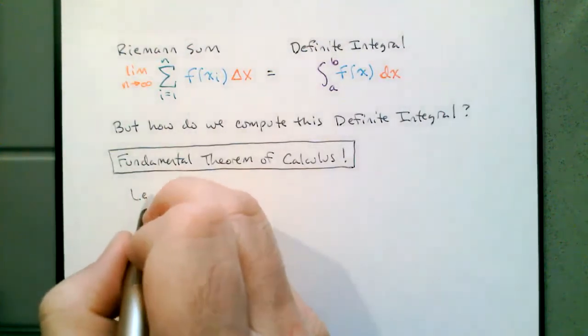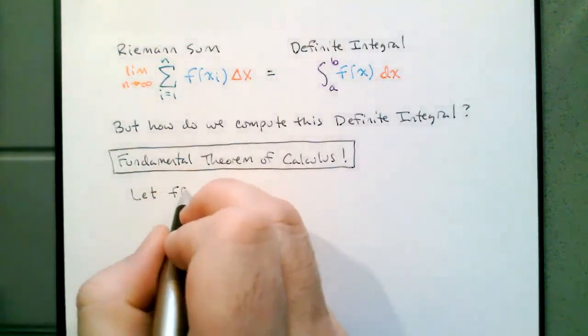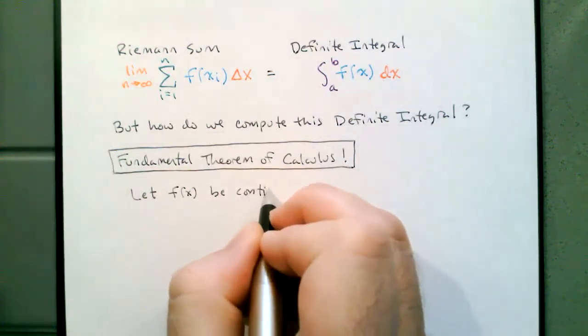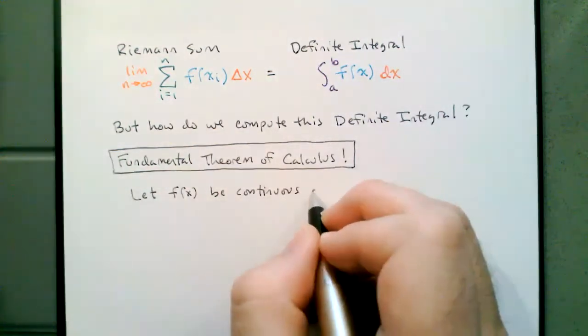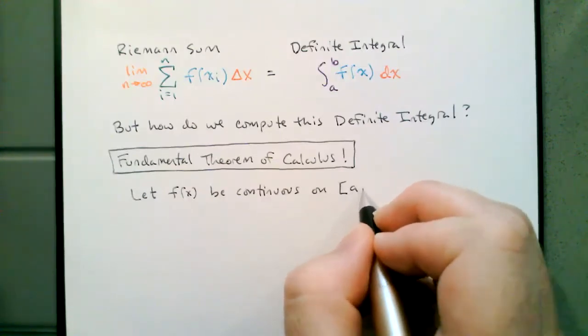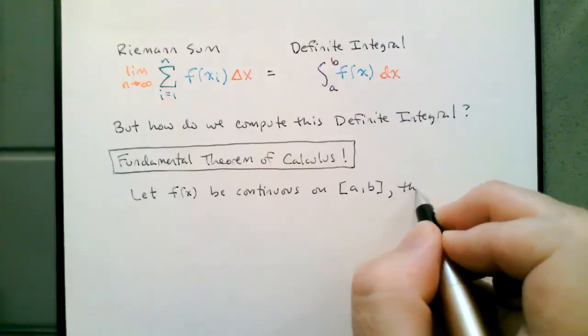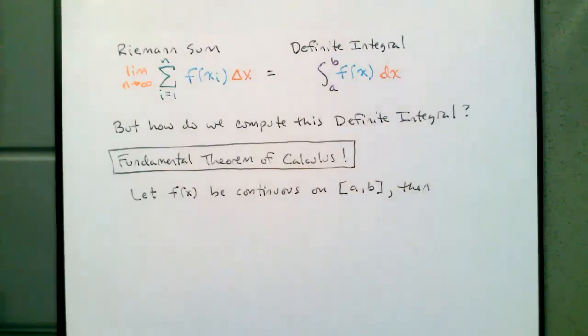Let's let f of x be continuous on the closed interval from a to b. So we need to have a continuous function on a closed interval so that we can calculate the area under the curve and above the interval.